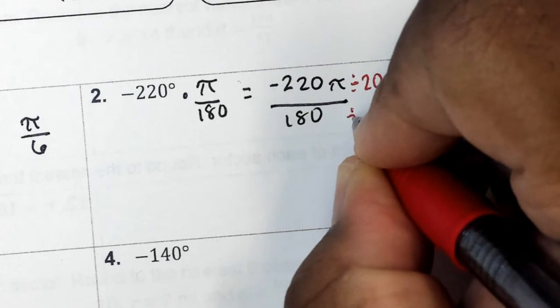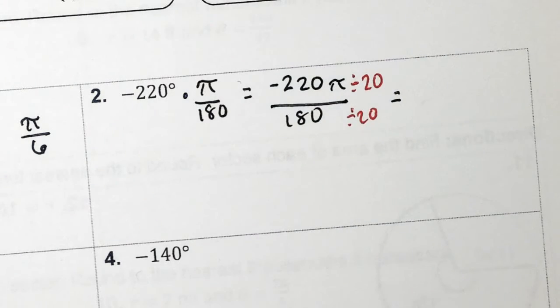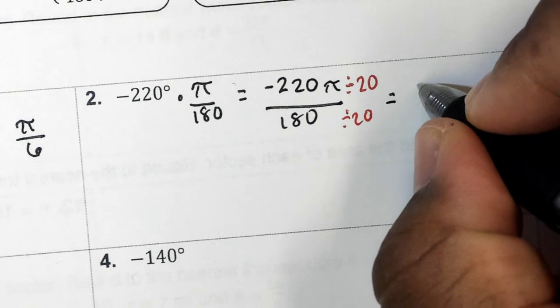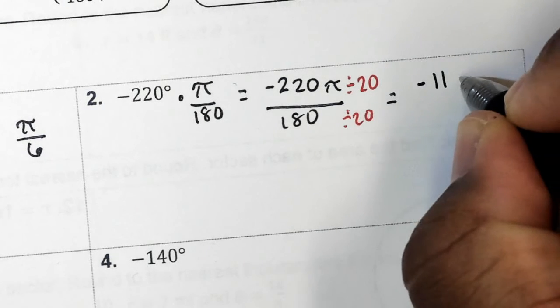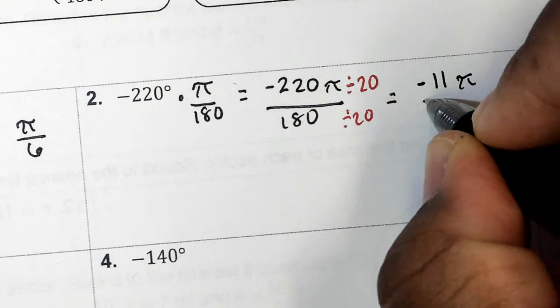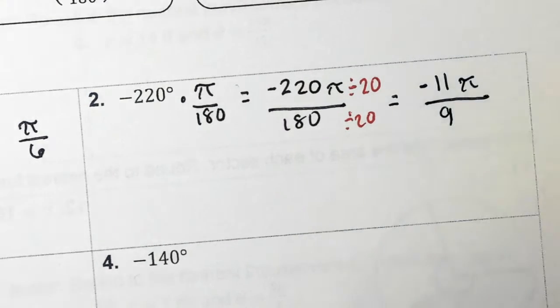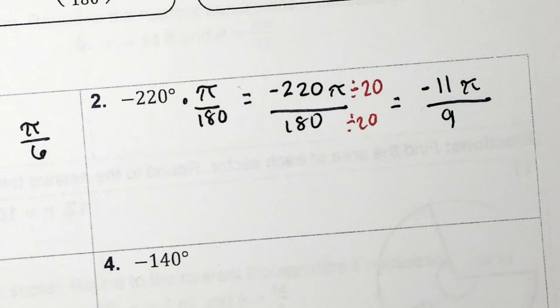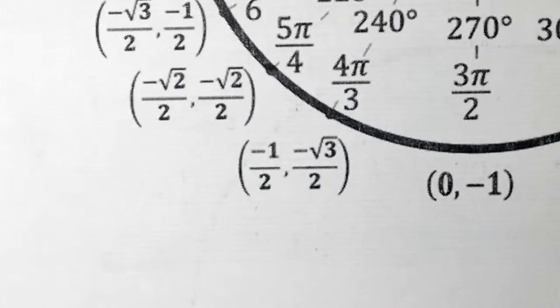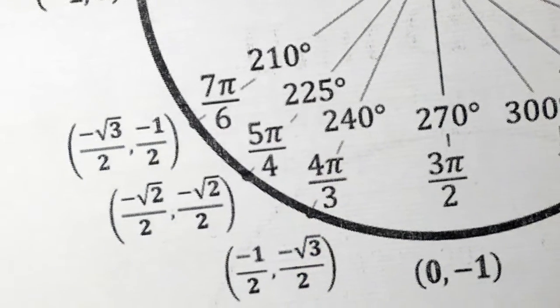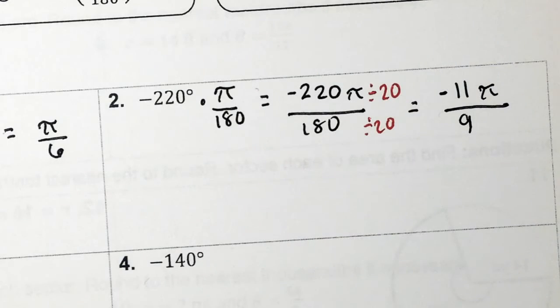Divide by 20, divide by 20. What's that, 11 on top? Negative 11. Don't forget the negative sign. Negative 11 over 9. I don't think 220 is one of the ones on my unit circle. It's not one of my common angles. If it was, it would fall right in here somewhere. But it's not one of my common ones, so you ain't gonna see it.